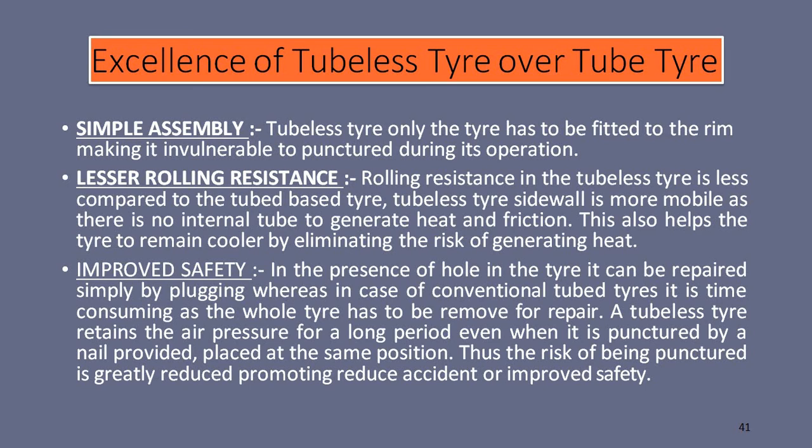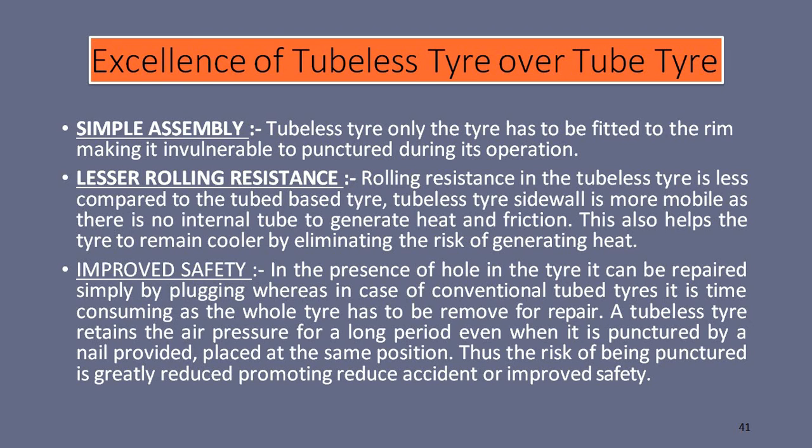Simple assembly. In a tubeless tire, only the tire has to be fitted to the rim, making it very simple, and at the time of puncture during its operation it is also simple to assemble.